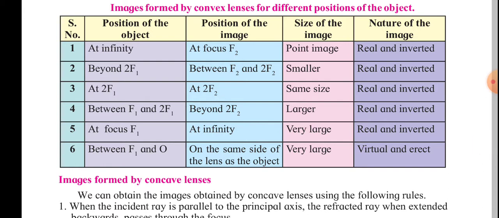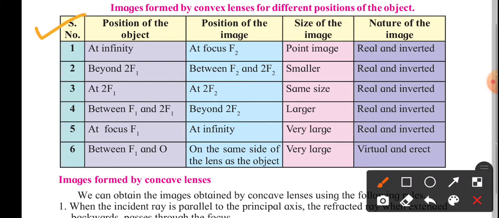And this is a table which is on your screen. This particular table is showing the position of the object, the position of the image, how the image is getting formed, the size of the image in the different cases, and at the end the nature of the image. In this table, 6 ray diagrams are given, which you are supposed to draw and send to me in PDF format in the Google Classroom. So this is your activity.